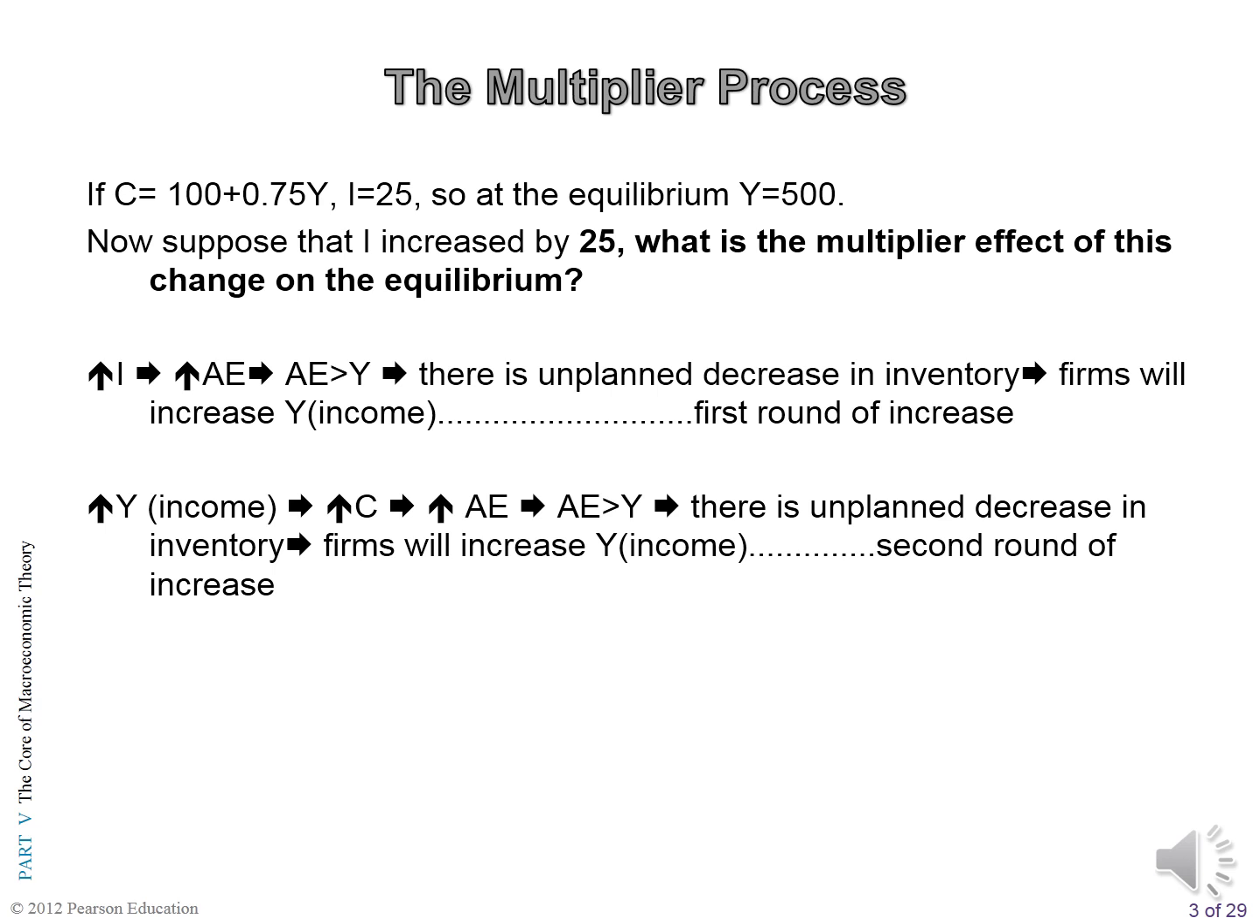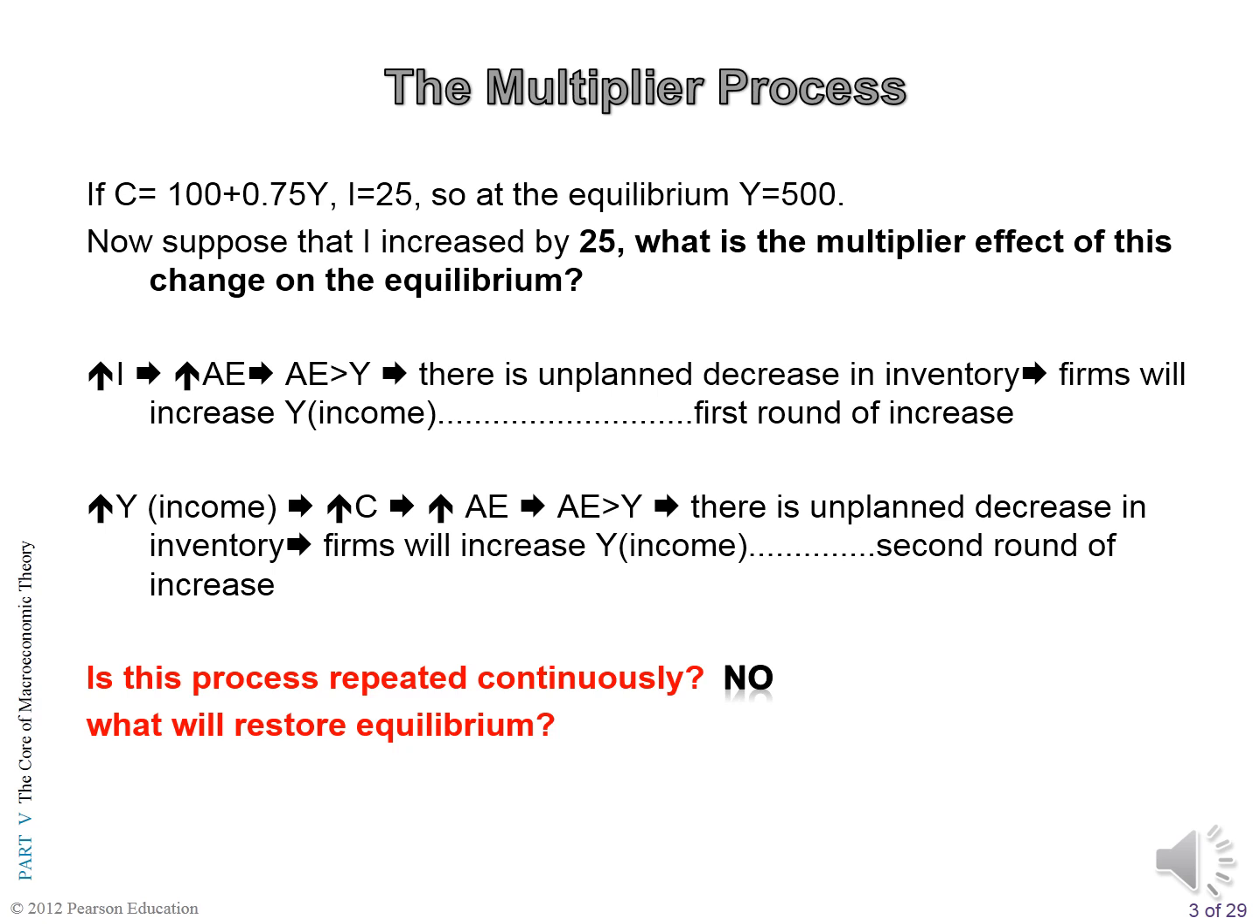So there will be a decrease of inventory. This will induce firms to increase output. Output increases, or income increases. This will increase consumption, and so on. Second round, third round, and so on. So the initial increase of investment first increases aggregate expenditure, okay, this will induce firms to increase output, or income increased. When income increased, consumption increased. Okay, and so on.